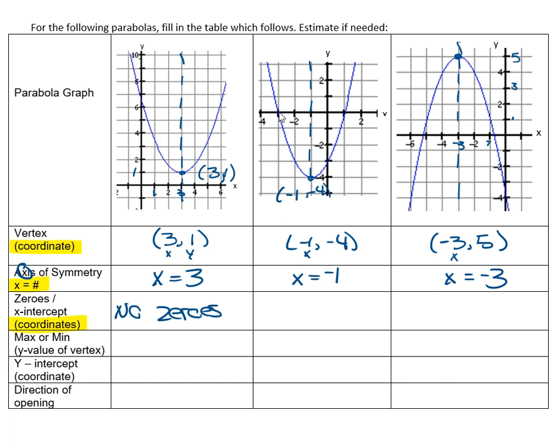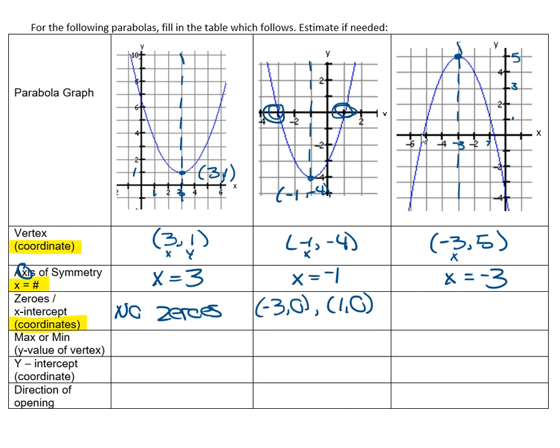The second graph does cross the x-axis here and here. So the first coordinate on the left that I have is (-3, 0), and it has another one at (1, 0). Those are these coordinates here that I've circled.